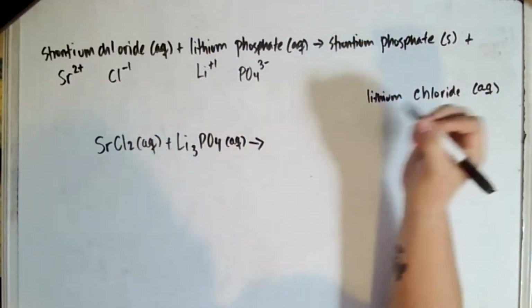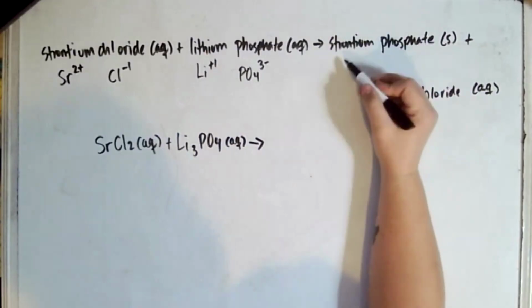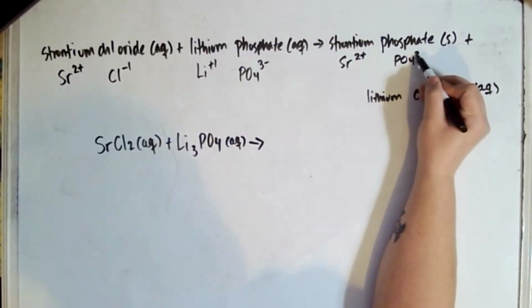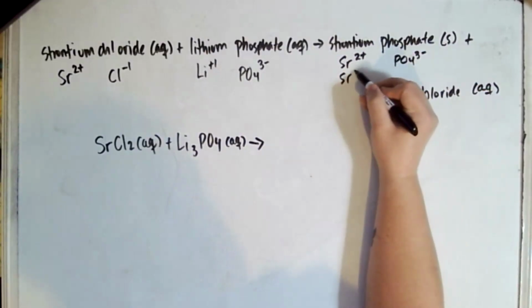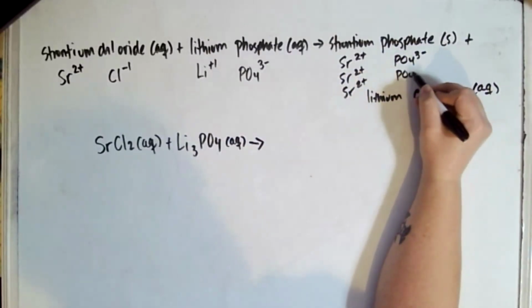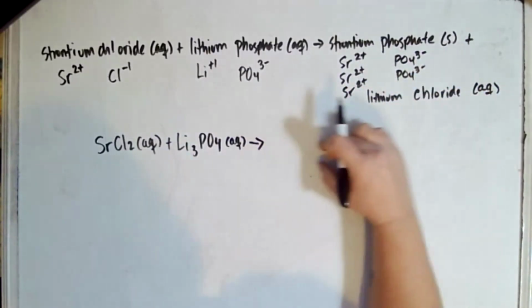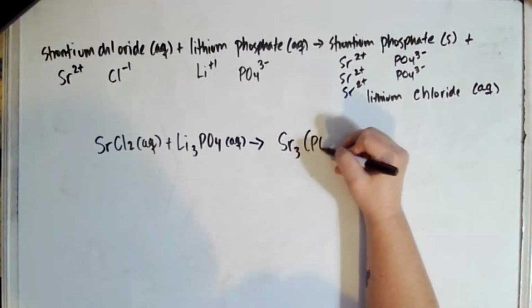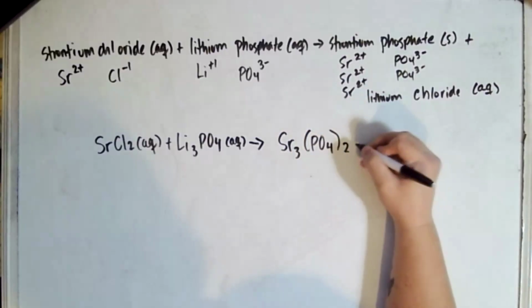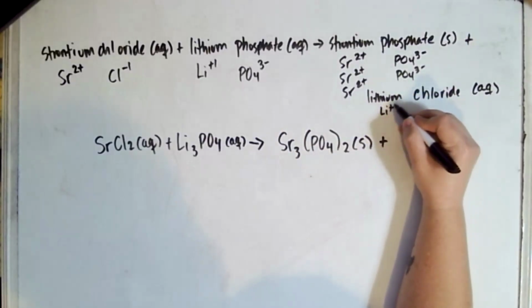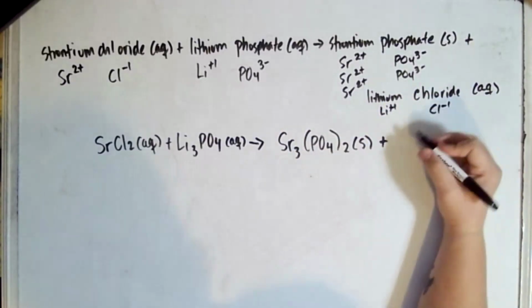For our strontium phosphate, our strontium is +2. Our phosphate is -3. So we're going to need 3 strontiums to get +6, and then 2 phosphates to get -6. And that has to be reflected in our chemical formula. And that's going to be a solid. And then our lithium is going to be a +1. Chloride's going to be -1.